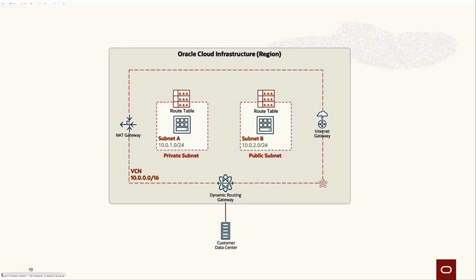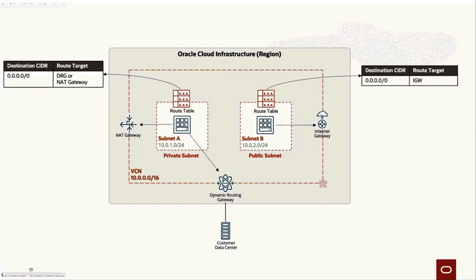Here is a high-level diagram showing the gateway types used in a private subnet versus a public subnet. In the route table associated with the public subnet, a route rule pointing to the internet gateway enables bidirectional access to the internet. In the route table associated with the private subnet, a route rule pointing to the NAT gateway enables only outbound access to the internet. A route rule to the DRG allows the traffic over the private connection to your data center.